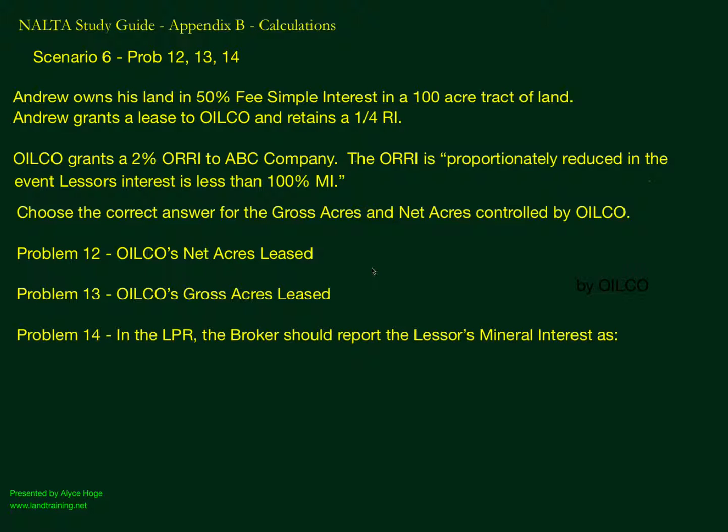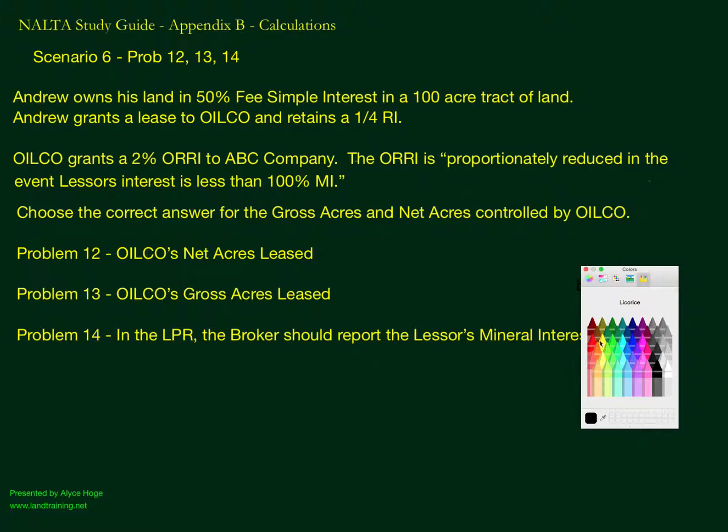We are continuing with the NALTA study guide, and now we're on scenario 6. This is on page B6, and we'll just read it together. Andrew owns his land in 50% fee simple, and so we said that meant that he owned the surface and the minerals. And that's a 50% fee simple interest in a 100-acre tract of land.